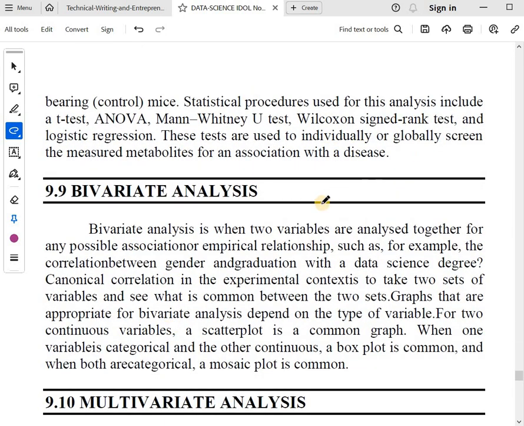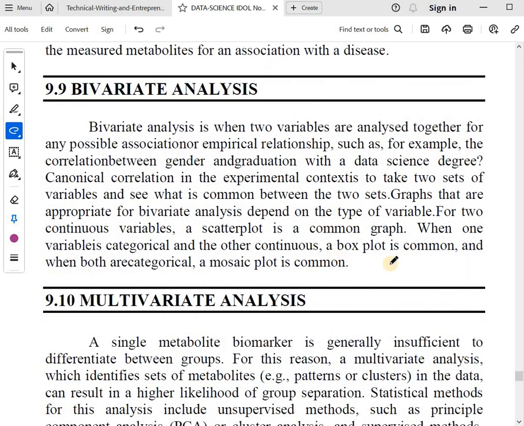नाउ यूनिवेरिएट एनालिसिस के लिए कौन से टेस्ट यूज कर सकते हो? टी टेस्ट, एनोवा, मैन विटनी यू टेस्ट, विल्कोसन साइन रैंक टेस्ट या लॉजिस्टिक रिग्रेशन. ओके, बाइवेरिएट एनालिसिस में क्या होता है? हाउ मेनी वेरिएबल्स आई एम हैविंग? आई एम हैविंग 2 वेरिएबल्स. आई एम हैविंग व्हाट? 2 वेरिएबल्स. ओके.